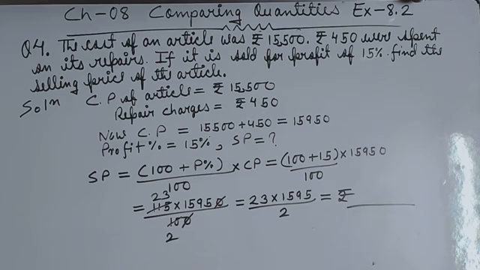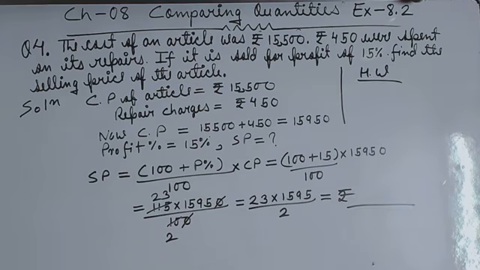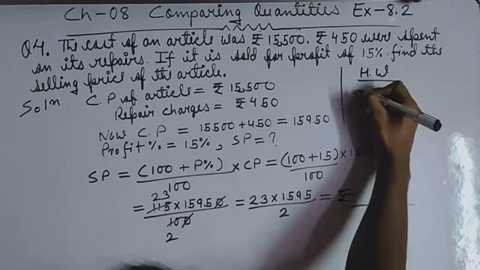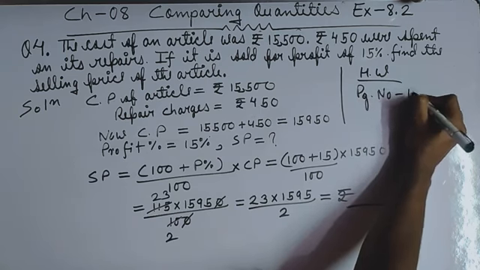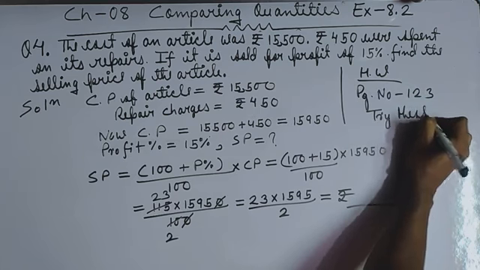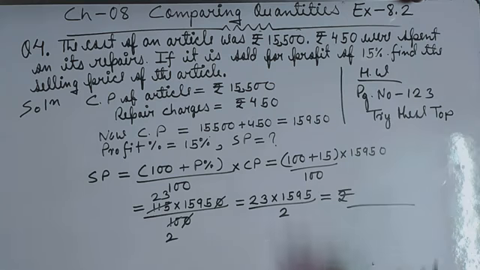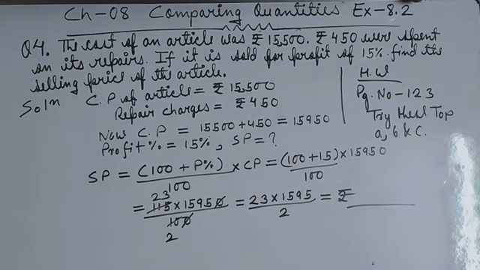So the homework for today, page number 123, 123 पे try this section है, on the top में आपका try this section है. In that आपको A part, B part and C part खुद करना है, ठीक है. A, B and C part, try this section, page number 123 on the top it is given.